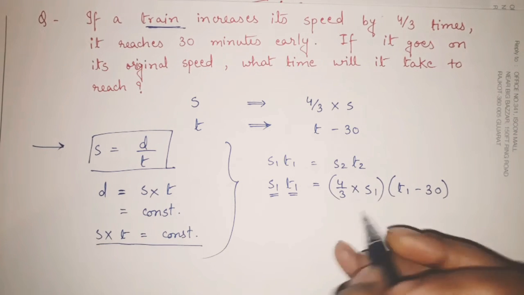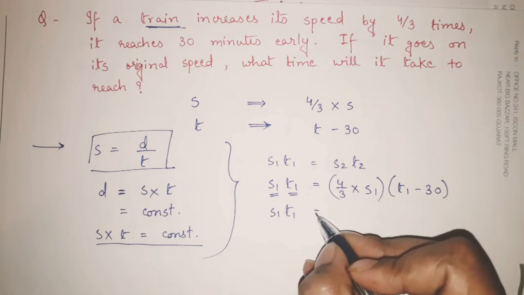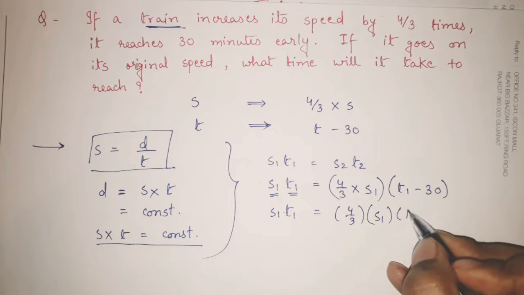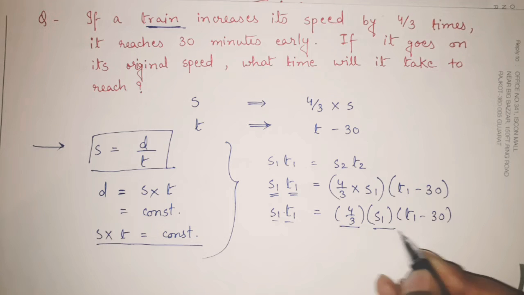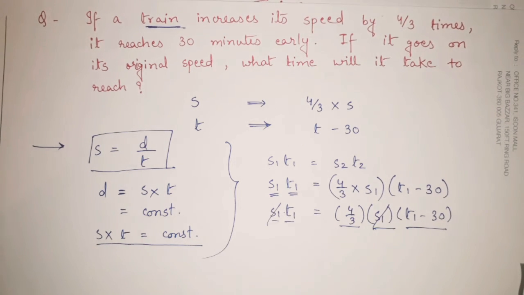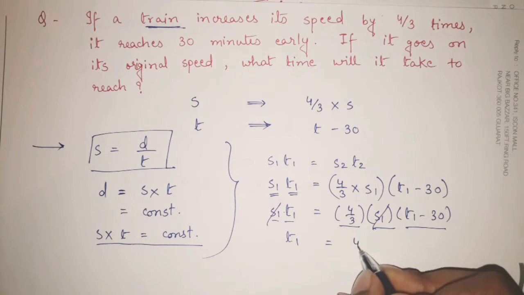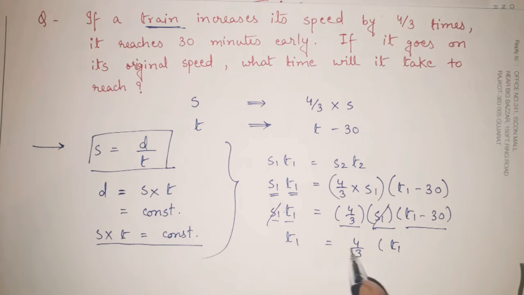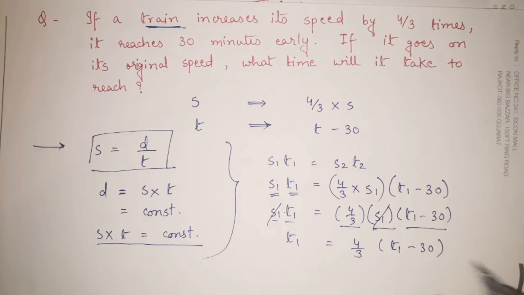Understand it, S1 T1 means S1 into T1, and here 4 by 3 into S1 into T1 minus 30. These terms are in multiplication. Now S1 can be cancelled from both the sides. So we are left with T1 is equal to 4 by 3 into T1 minus 30.